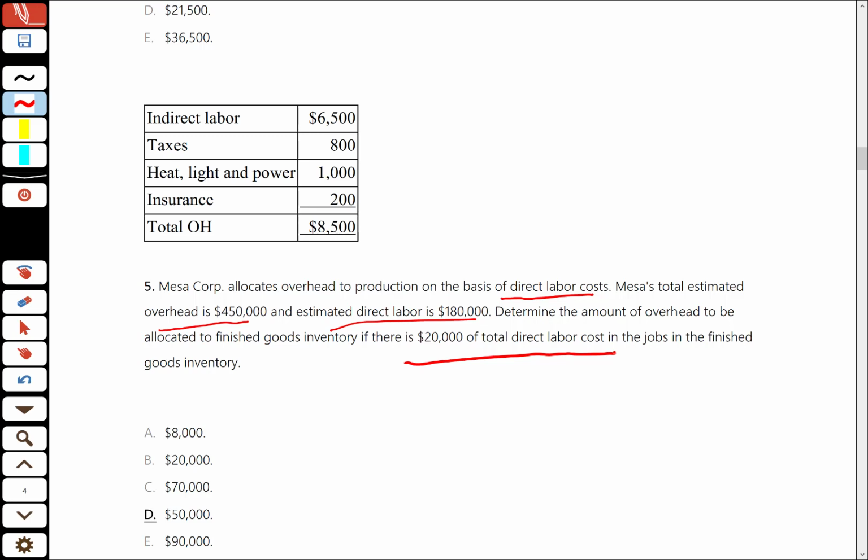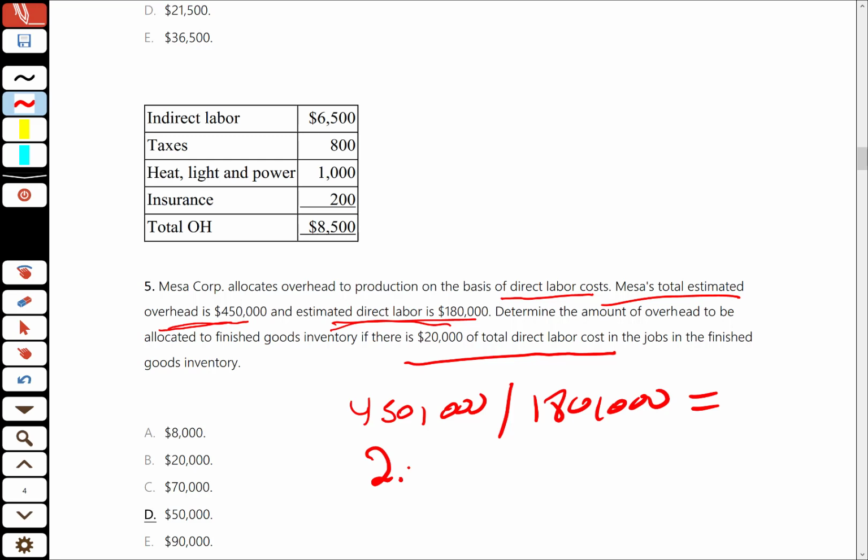Okay. So you're going to do 450,000 divided by 180,000. My total estimated overhead, right? Good. Divided by my total estimated driver, which is direct labor costs. Good, right? So that's that 180,000. So that's going to give me like 250 or something? So it's $2.50 or 2.5. I guess it's not really $2.50. It's 2.5 of whatever my direct labor costs are, or 250%.